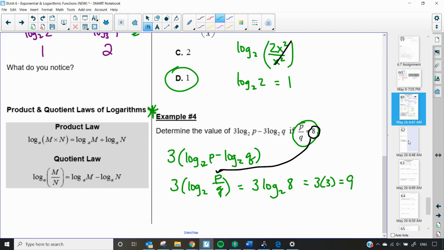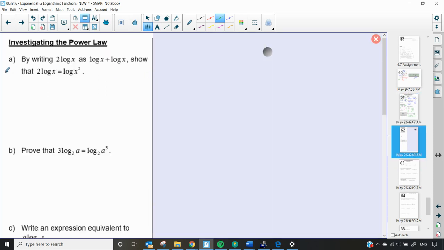All right, moving on to our final law here, and that's the power law. So first of all, we're going to look at some expressions that can be simplified. So the question says, by writing 2 log x as log x plus log x, show that 2 log x equals log x squared.